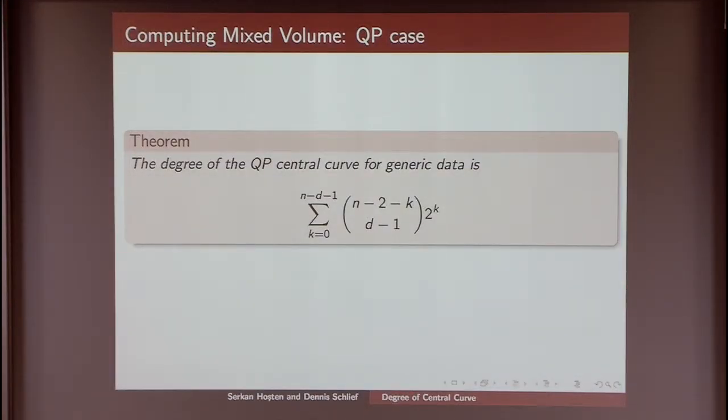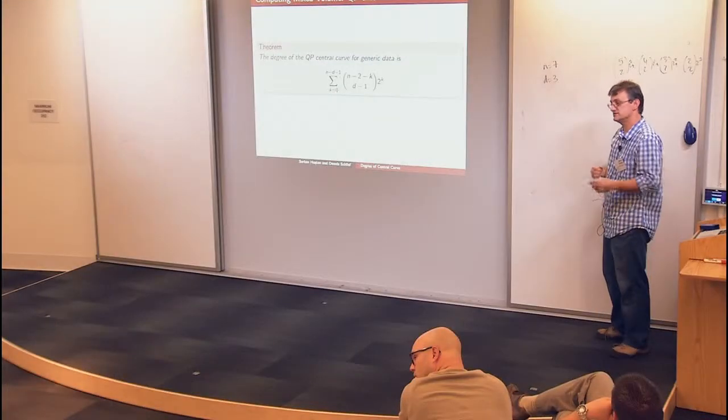It's very, very close to a linear program in form, and then we get that. So in this case, the BKK bound is exact. For the generic data, it's exact.